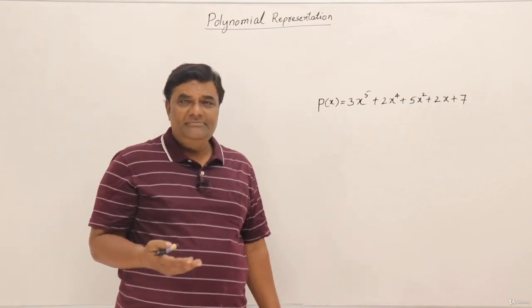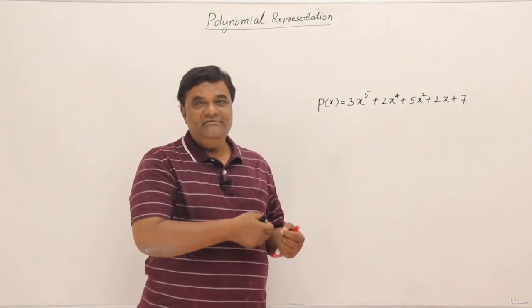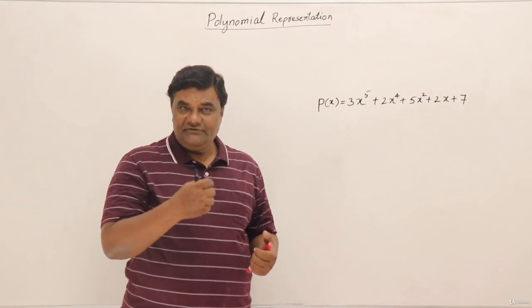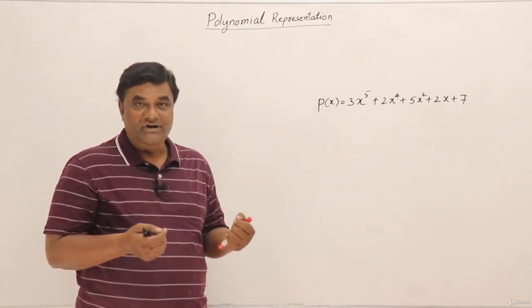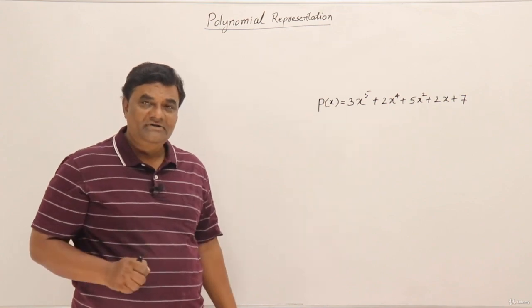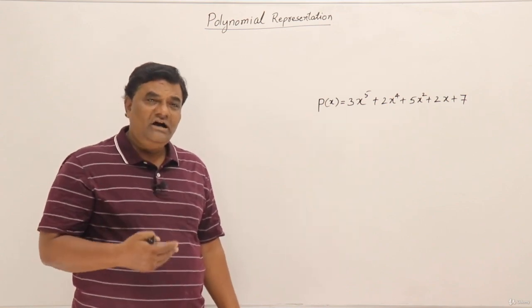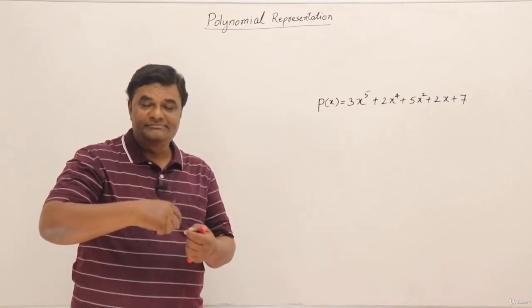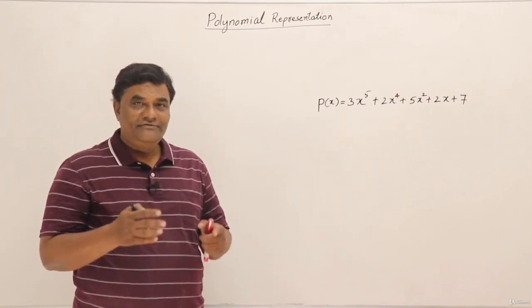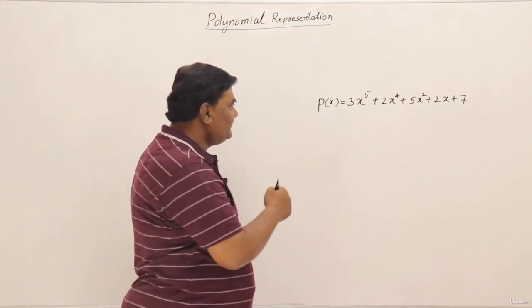Our programs should be able to evaluate the value of this polynomial if the value of x is given, or if there are more than one polynomials, they should be able to add or subtract or multiply them. So first of all, how should a program represent this polynomial, how will we store this polynomial in our program? So for representation, let us observe.